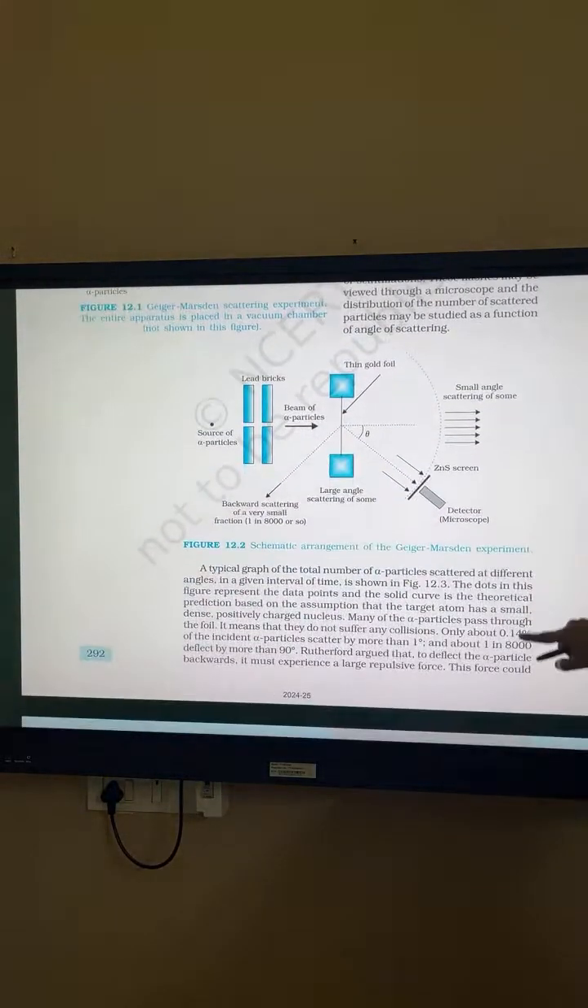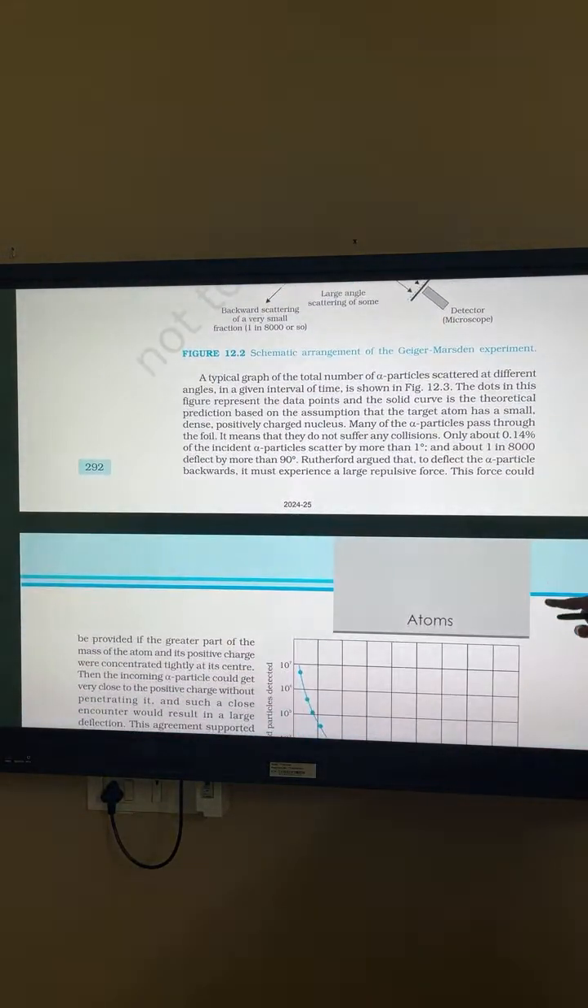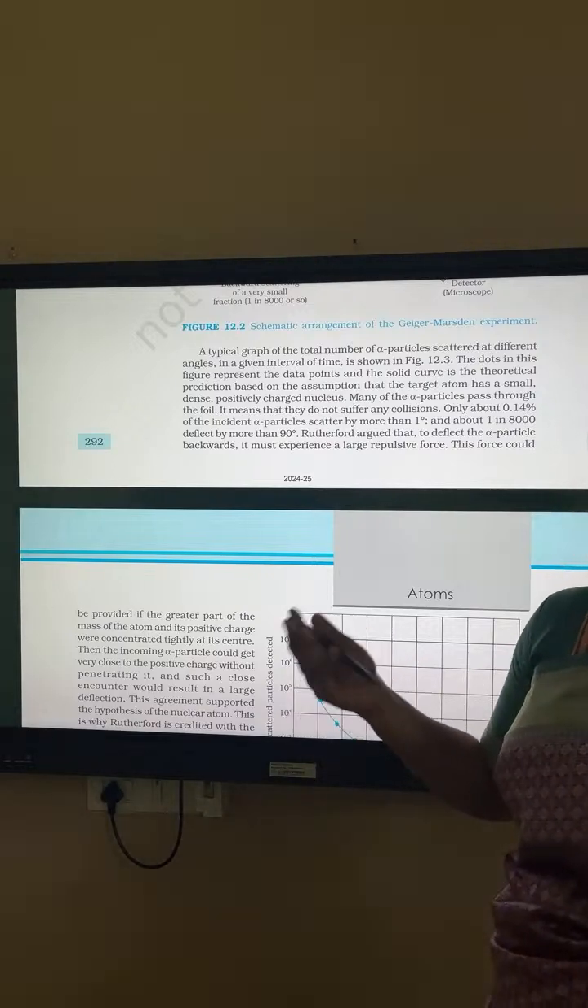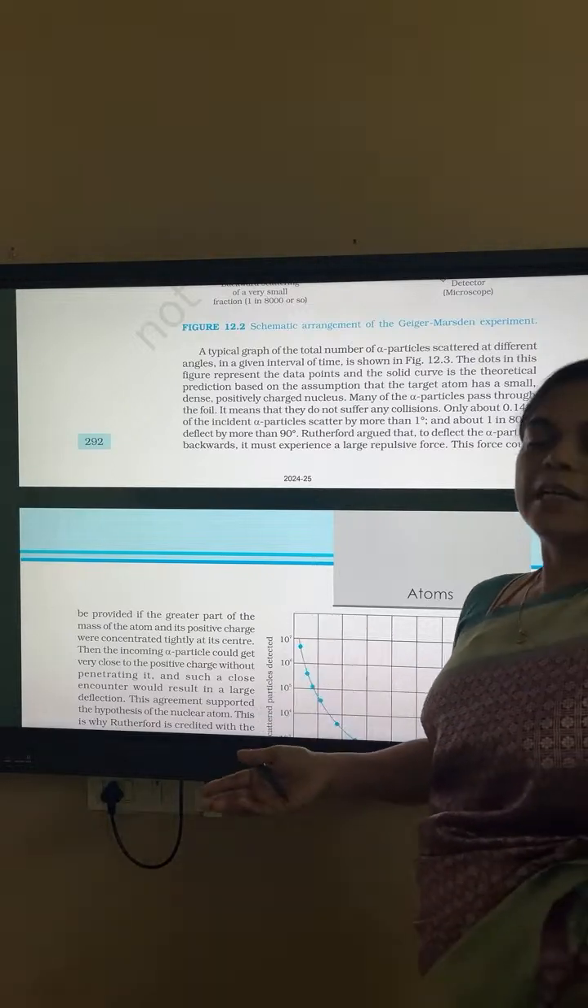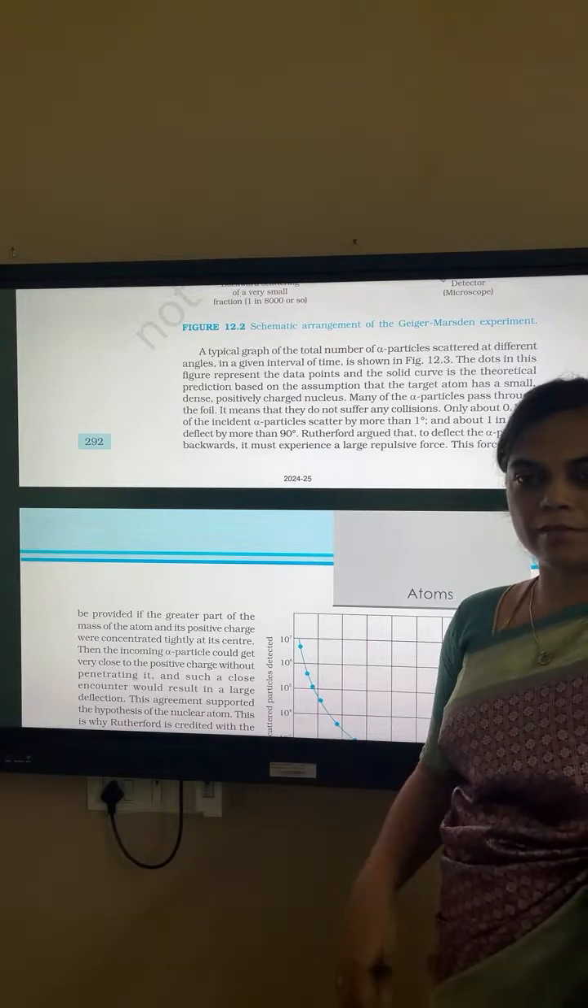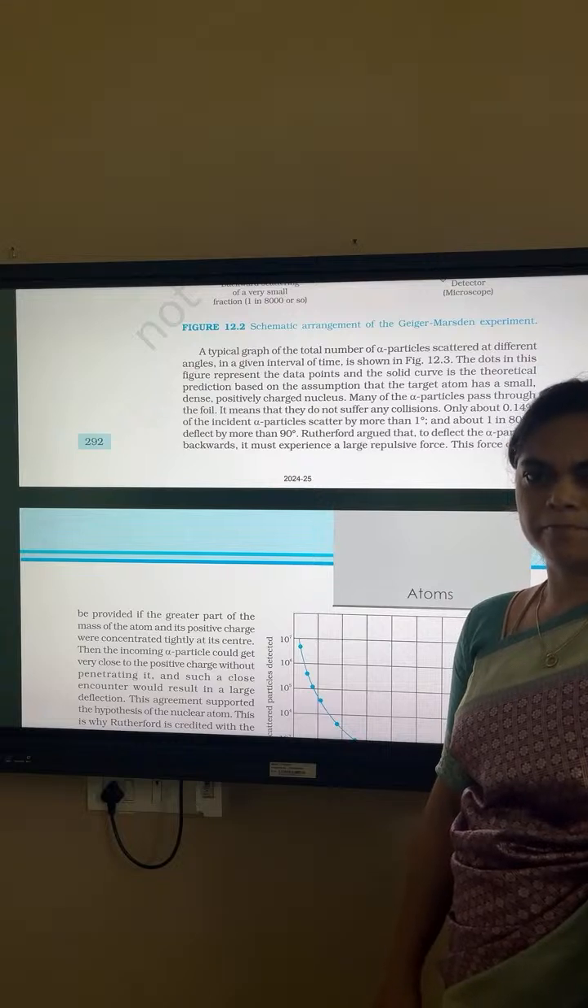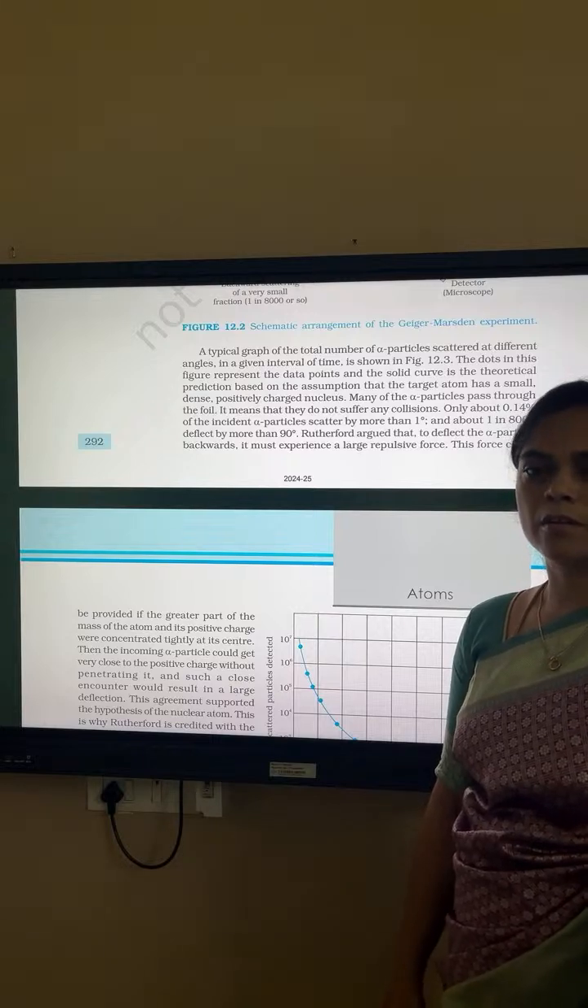So from this experiment you will be asked questions like this. Backward scattering is not possible, like in an assertion it will be given. In 11th, backward scattering was given as 1 in 8,000 (18,000), so they say it is impossible. 180 degree scattering.